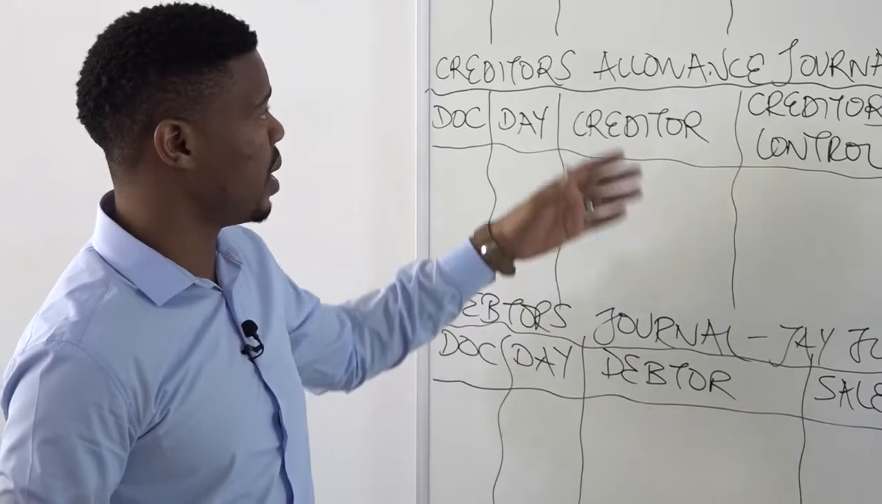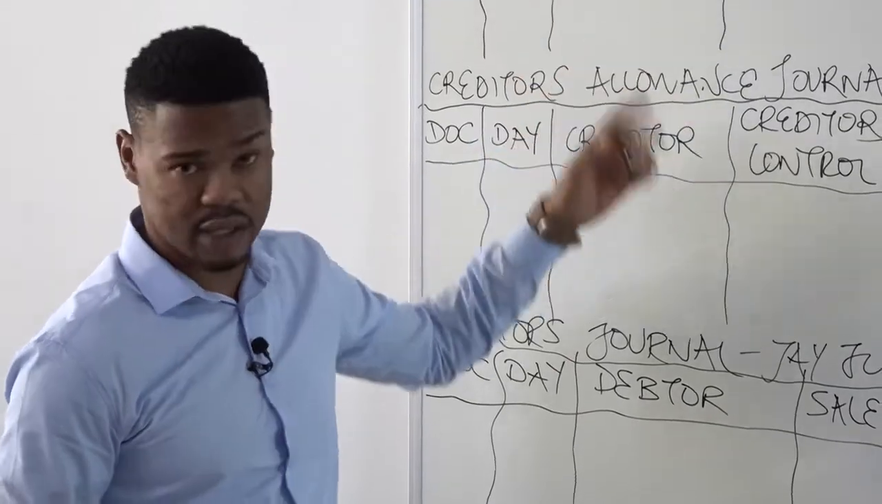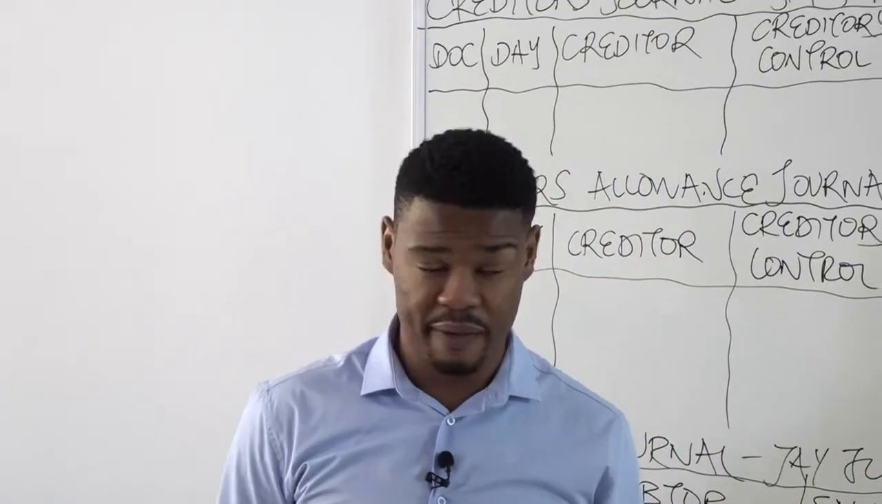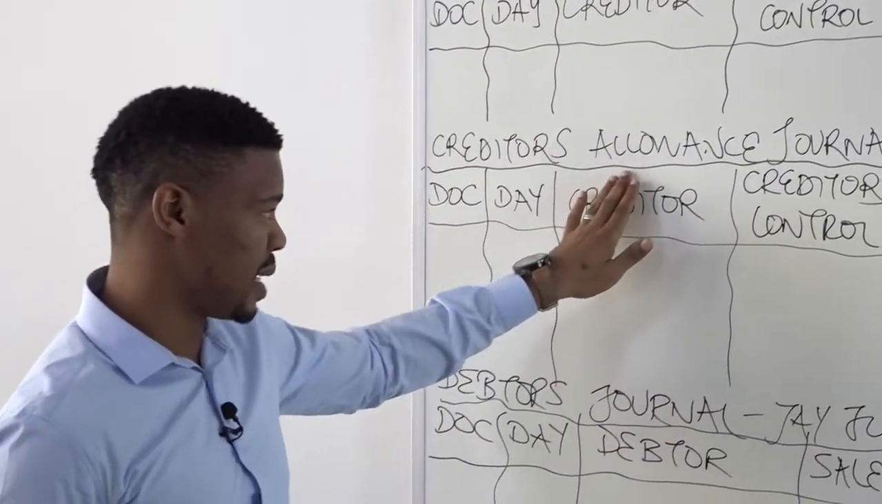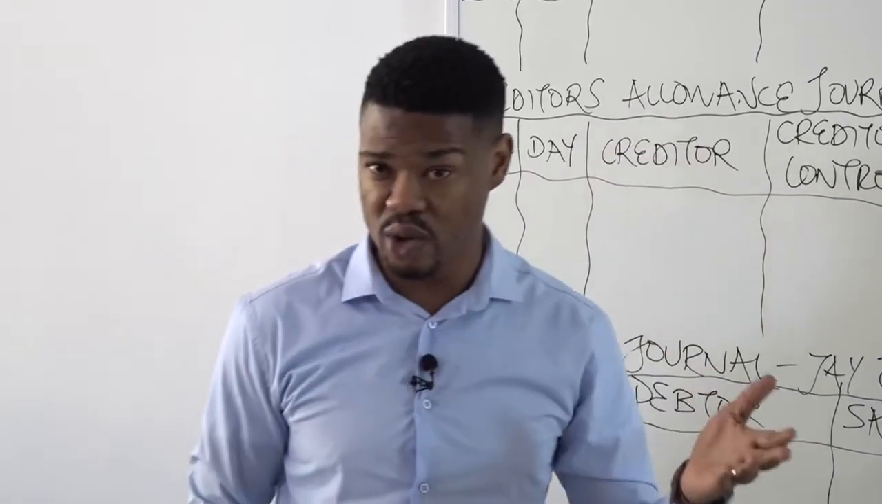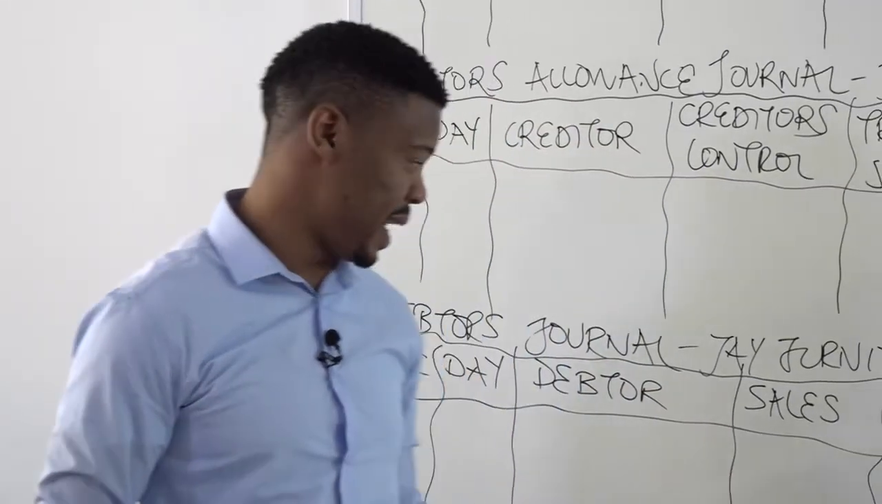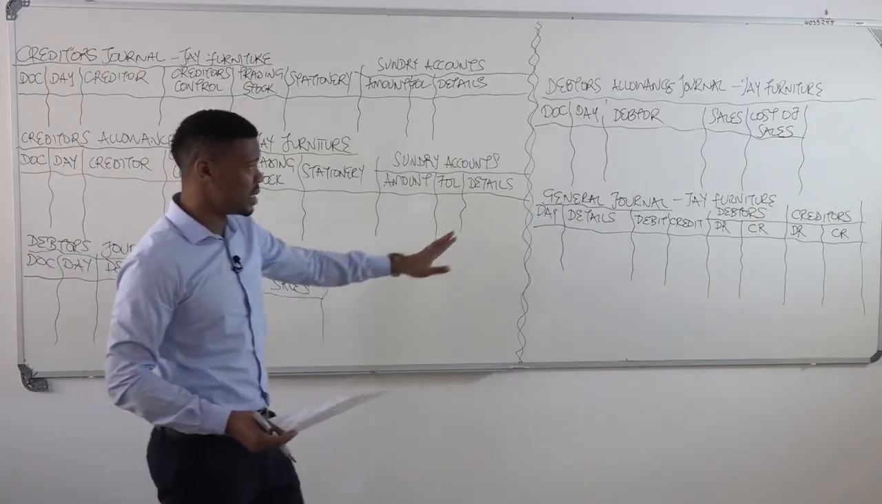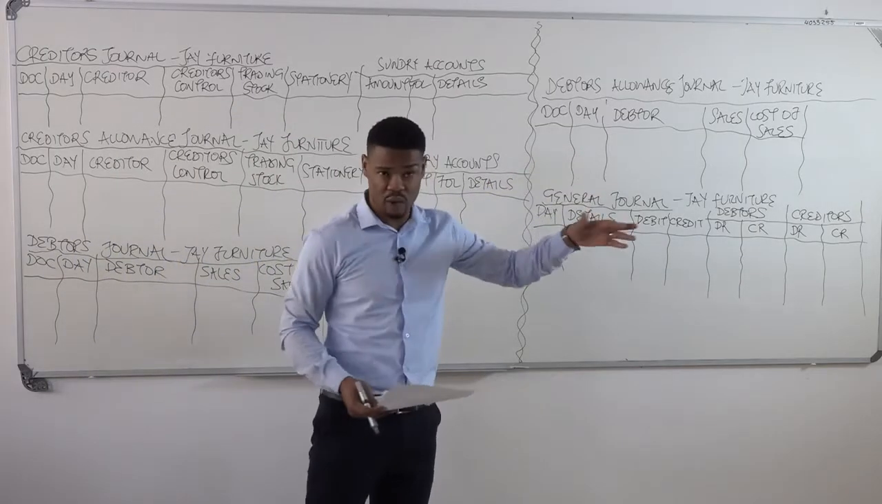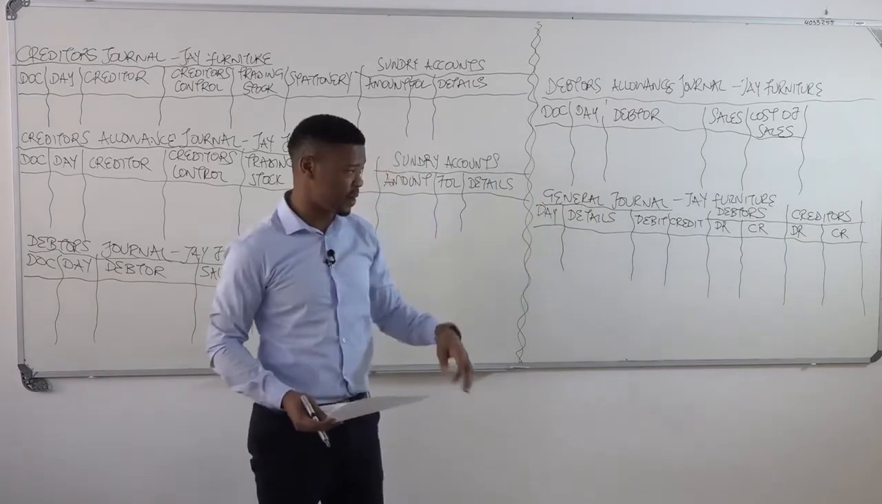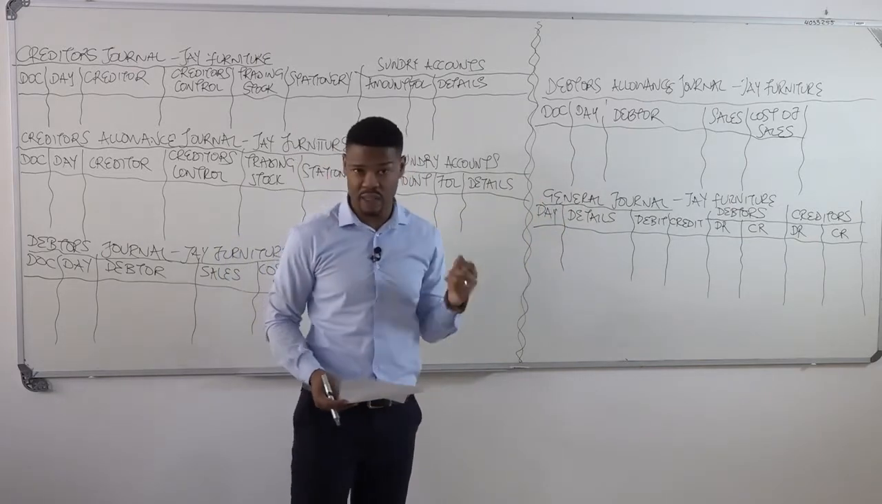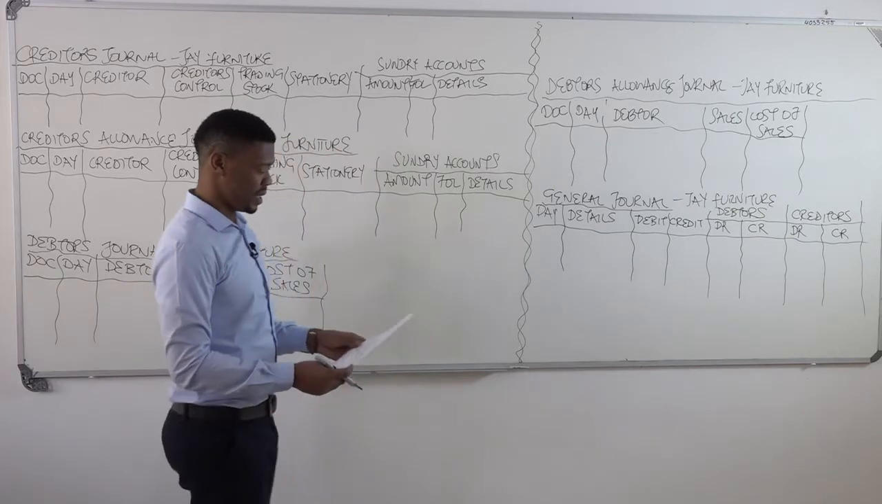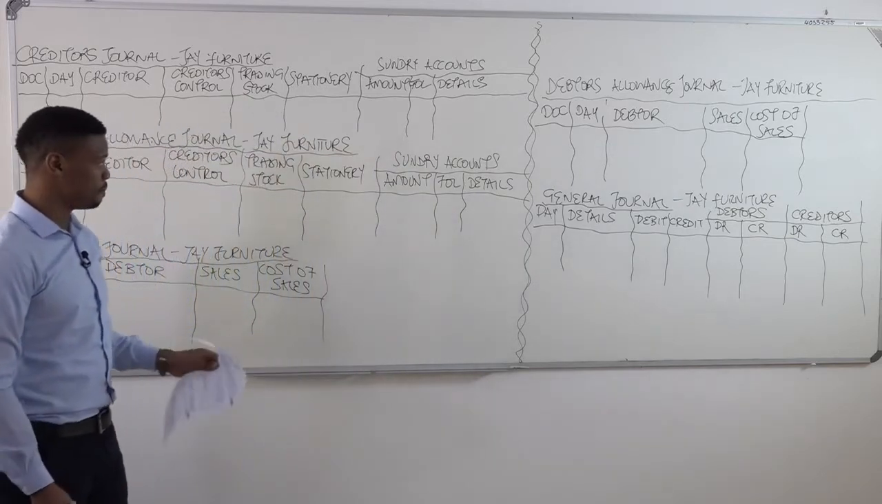We will then continue with the creditors journal. That's for when you buy from your suppliers on credit. Creditors allowances journal, when you return to your suppliers whom you bought from on credit. Your debtors journal, when you sell to your customers on credit. Your debtors allowances journal, when your customers who bought on credit have returned. And the last journal, your general journal, for all your additional sundry transactions.